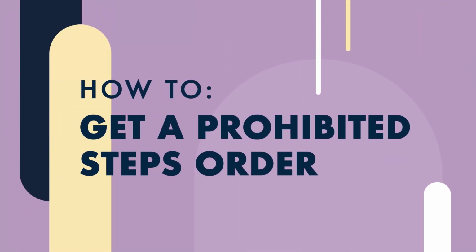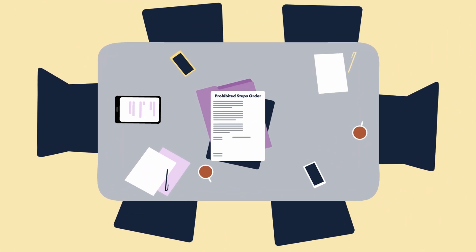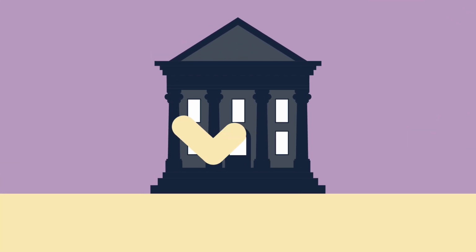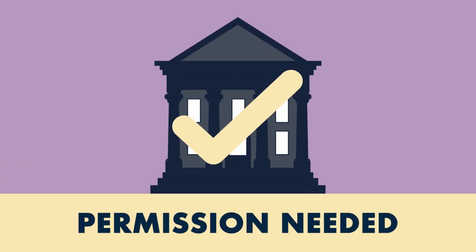In this video we will look at how to get a prohibited steps order. Prohibited steps orders are legally binding court orders that prevent a parent or someone else with parental responsibility from making decisions or enacting decisions regarding their child without the court's permission.